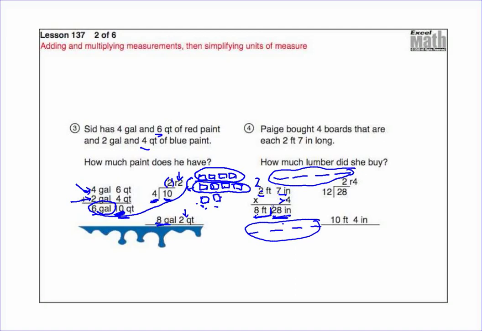So what they do next is they convert the 28 inches into feet. So I do 28 divided by 12, and that's 2 remainder 4. That means 2 feet because 2 feet is 24 inches. And 24 from 28 leaves you with 4. So this 4 means how many inches you have left over after you have the 2 feet. So I take these 2 feet, combine it together with the 8 feet that I had when I added them together, and that's a total of 10 feet, and then I have 4 inches left over. So 10 feet, 4 inches is the way to convert that.